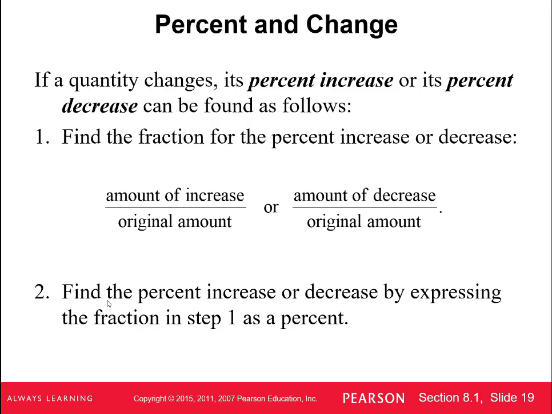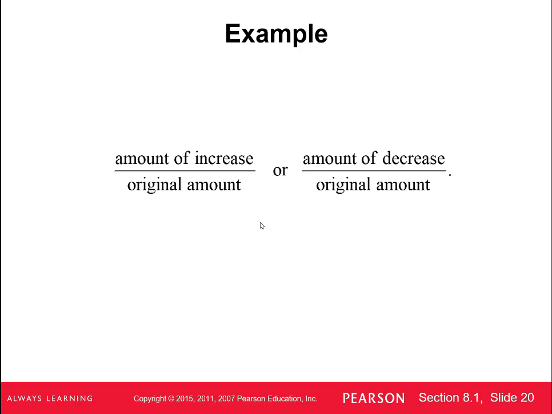If it's an increase, you take the amount it increased divided by the original amount. If it decreased, you take the amount it decreased, divided again by the original amount. So you have to read the problem sometimes to determine, is it increasing or is it decreasing? Once you have found this fraction or decimal, you find the percent increase or decrease by expressing it as a percent. So again, here are our formulas.